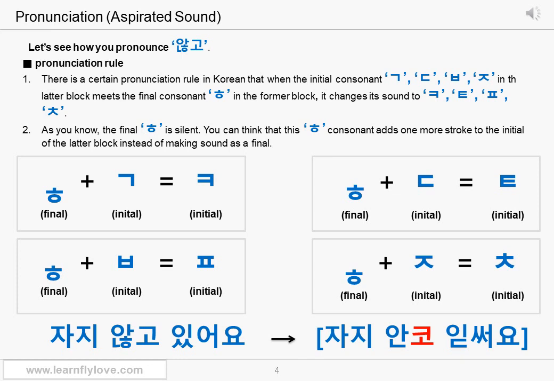As you know, the final ㅎ, hieut, is silent. So you can think that this ㅎ consonant adds one more stroke to the initial of the letter block instead of making a sound as a final itself. So 자지 않고 있어요 is pronounced 자지 ����고 있어요. That's it, and that's enough for now.